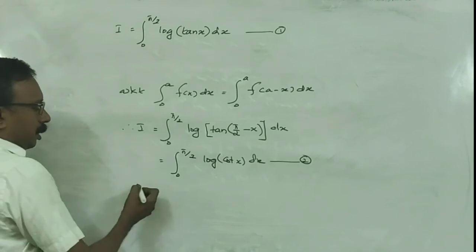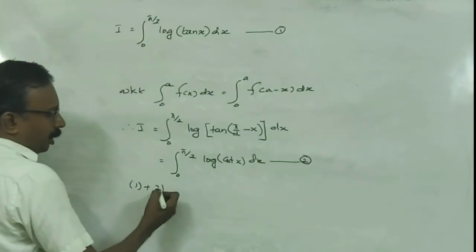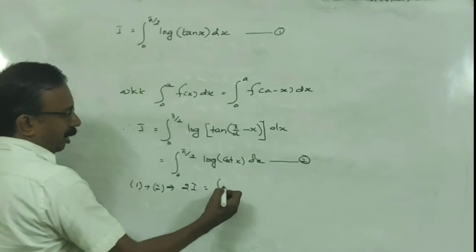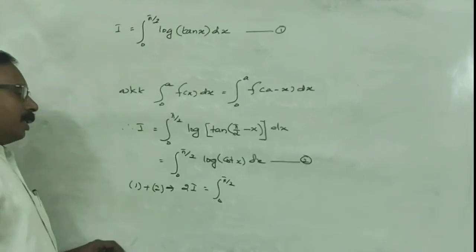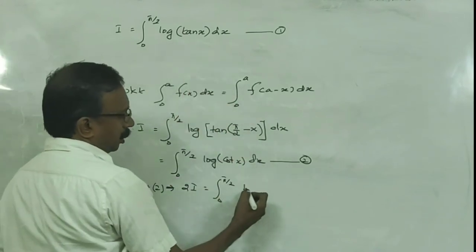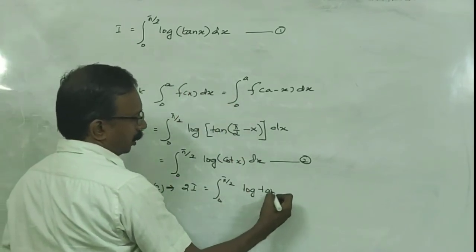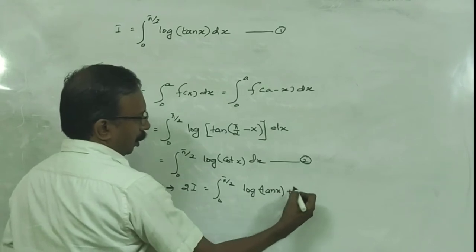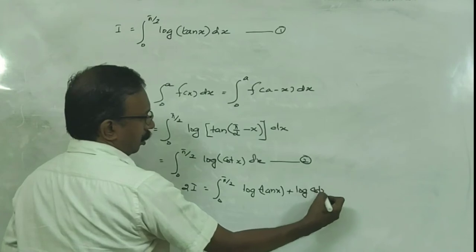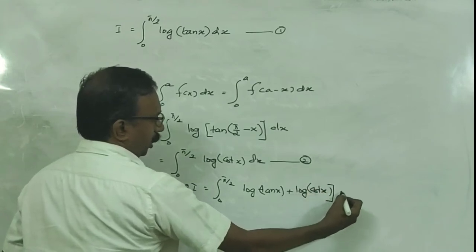This is equation number 1, and this is equation number 2. Adding these two equations, 1 plus 2, which implies that 2I is equal to the same integral, so write the integral 0 to pi by 2 of log tan x plus log cot x into dx.